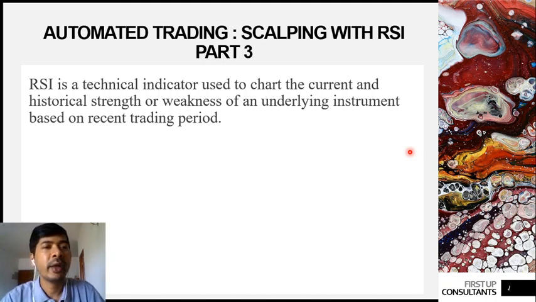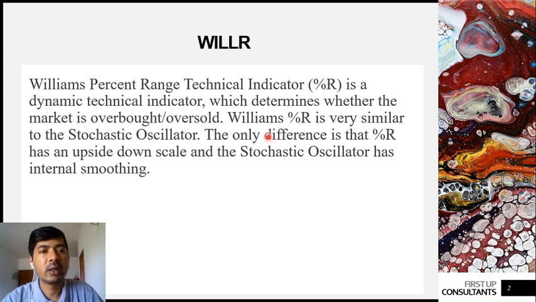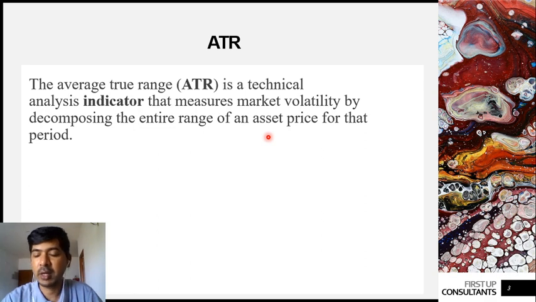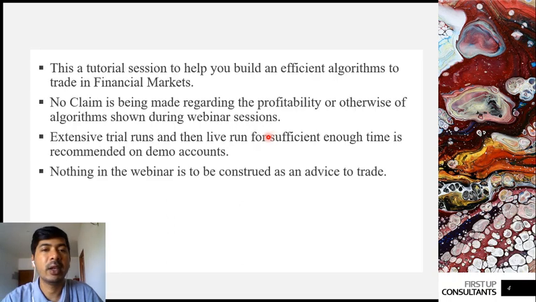Myself Vaibhav. In today's session of automated trading, we are continuing to work with the scalping algorithm, which we are developing with the help of the RSI. RSI is a technical tool which we use to determine the strength or the weakness of an underlying instrument, along with the Williams %R, and then comes the ATR. So we are using the combination of these three technical indicators and of course the price action as well.